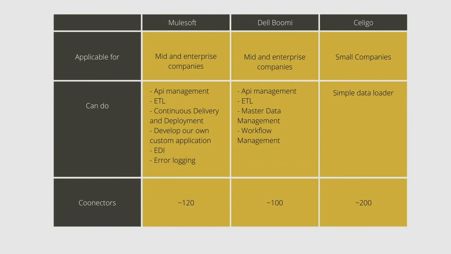MuleSoft has API management, ETL, continuous delivery and development, deployment, and you can develop your own custom applications. There's EDI and error logging available in MuleSoft. Boomi does API management, ETL, master data management, and workflow management. And Celigo, again, is more suited for simpler data transformations. Looking at the connectors, MuleSoft has about 120, Dell Boomi offers about 100, and Celigo has the highest, which is about 200 as of now.